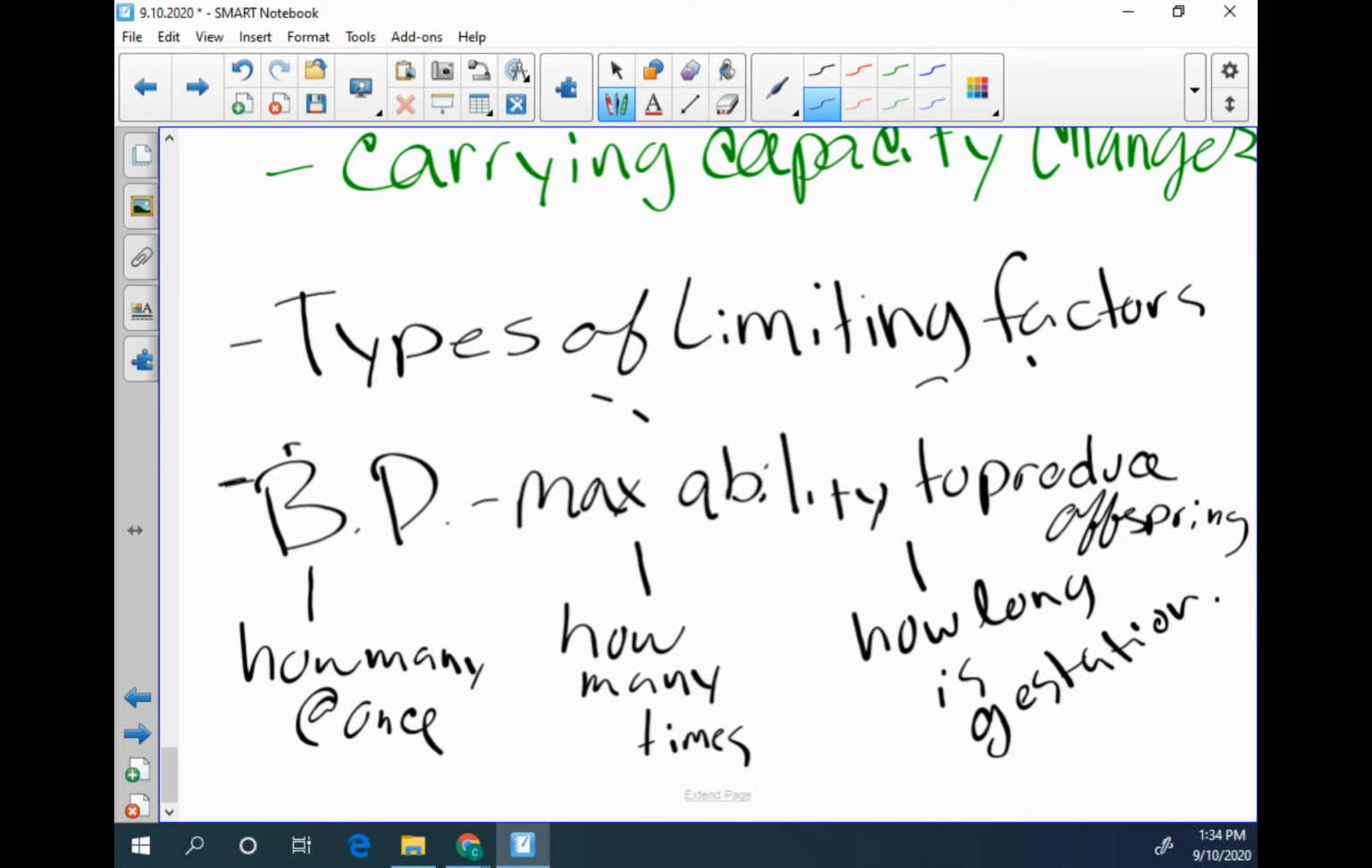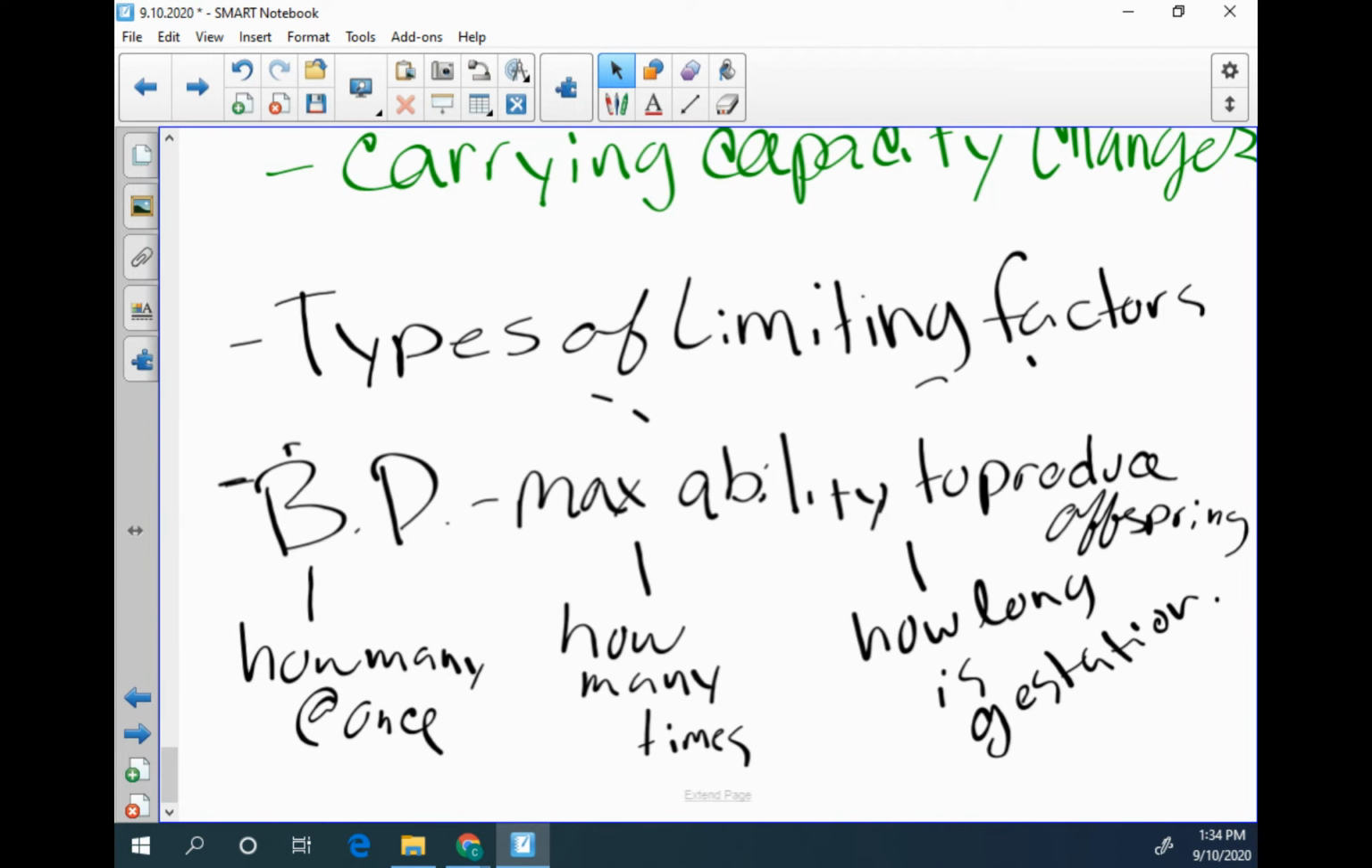So organisms like those toads that we talked about have a lot of babies all at once. They can have babies a lot of different times in their lifetime. And their gestation, or how long it takes for those babies to grow enough to be organisms, is relatively short.